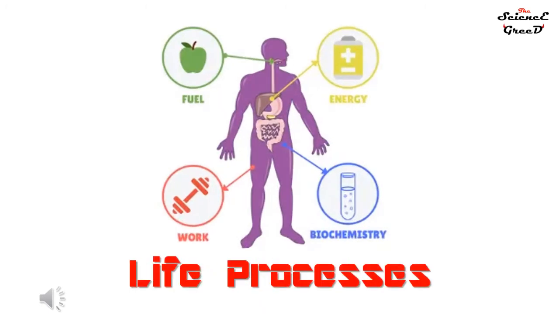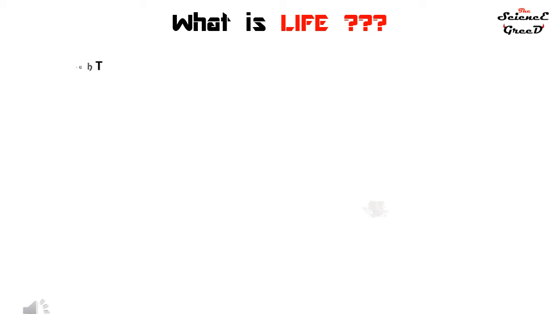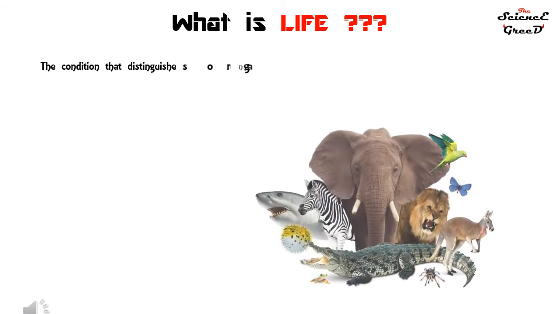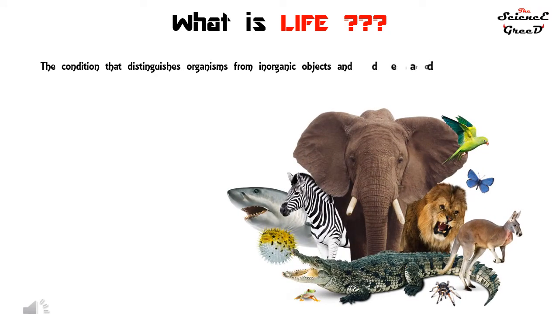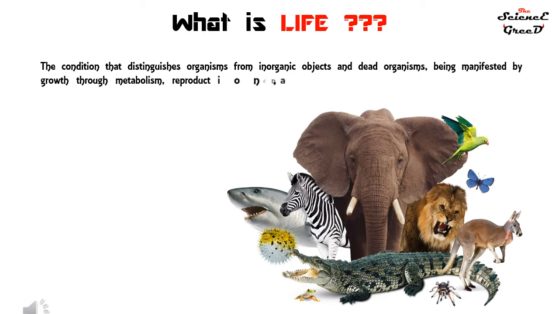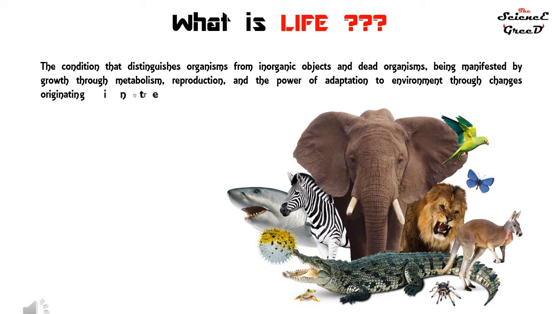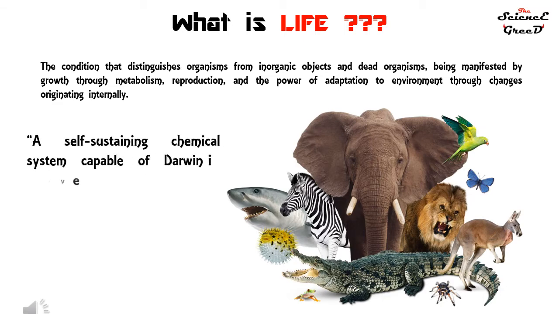Let the learning begin. What is life? The condition that distinguishes organisms from inorganic objects and dead organisms, being manifested by growth through metabolism, reproduction, and the power of adaptation to environment through changes originating internally. Another definition by NASA: a self-sustaining chemical system capable of Darwinian evolution.